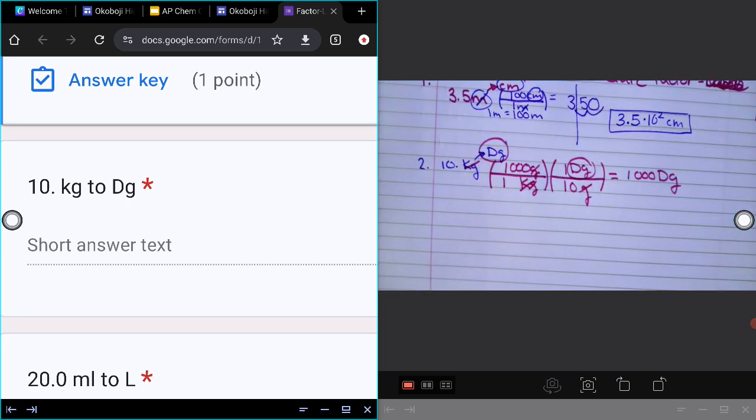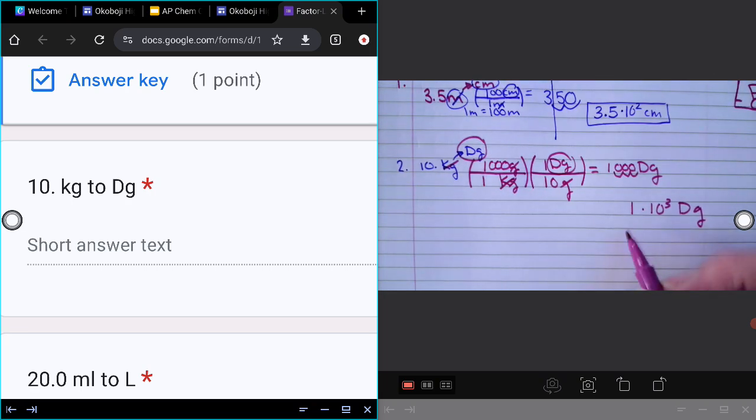So I'm going to put that number in scientific notation with 2 sig figs. Okay, I'm going to do scientific notation first, and then I'm going to do 2 sig figs, because we go 1, 2, 3 places over. So it's technically 1 times 10 to the third, but is that 2 sig figs? No, so I have to go 1.0 times 10 to the third decagrams. Circle it in a box, your final answer.